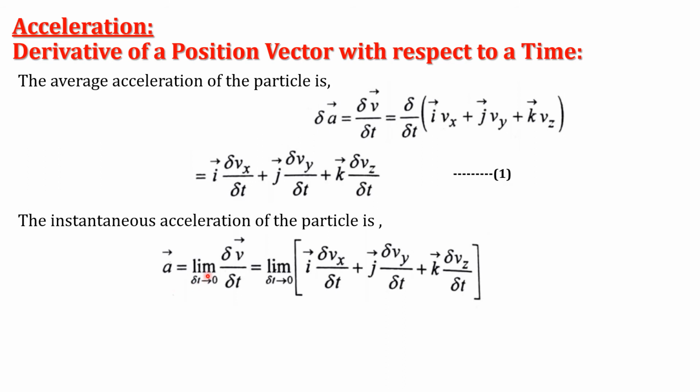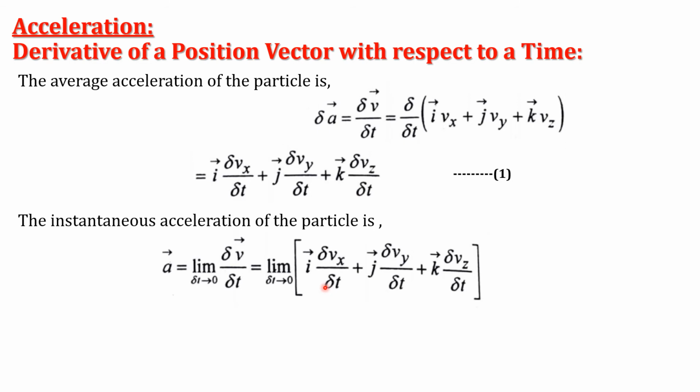The instantaneous acceleration vector a equals the limit as delta t tends towards 0 of delta v by delta t. Here the vector v is again i vx plus j vy plus k vz, and the derivative is d by dt of vx, vy and vz. Hence we write the same term as earlier: i delta vx by delta t plus j delta vy by delta t plus k delta vz by delta t.